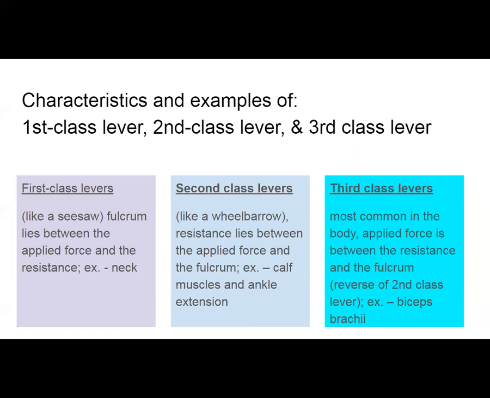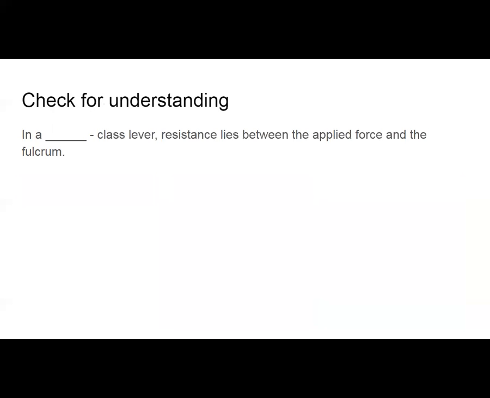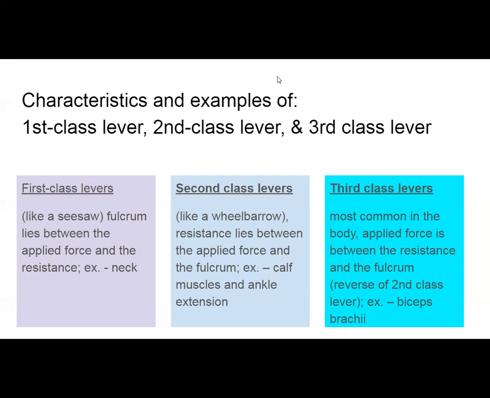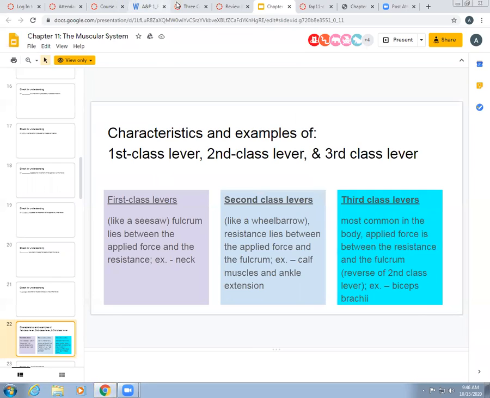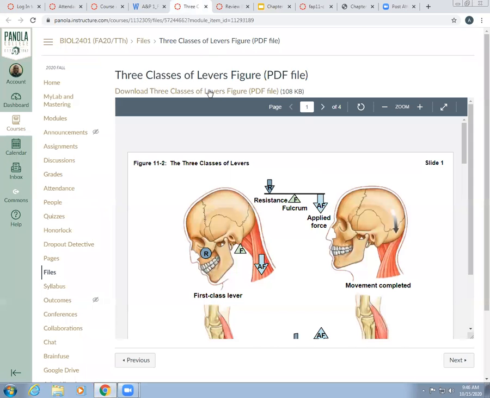So third class levers, this is what you see most often in your body. Your applied force is between the resistance and the fulcrum. So it's the reverse of what you see with the second class lever. An example of that would be your biceps brachii. Okay. So before we do this, we're going to check for understanding. Pull this up.